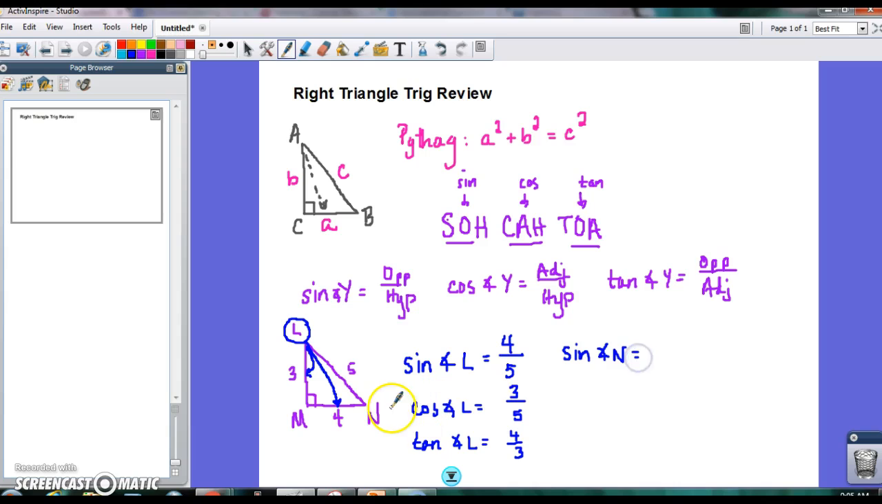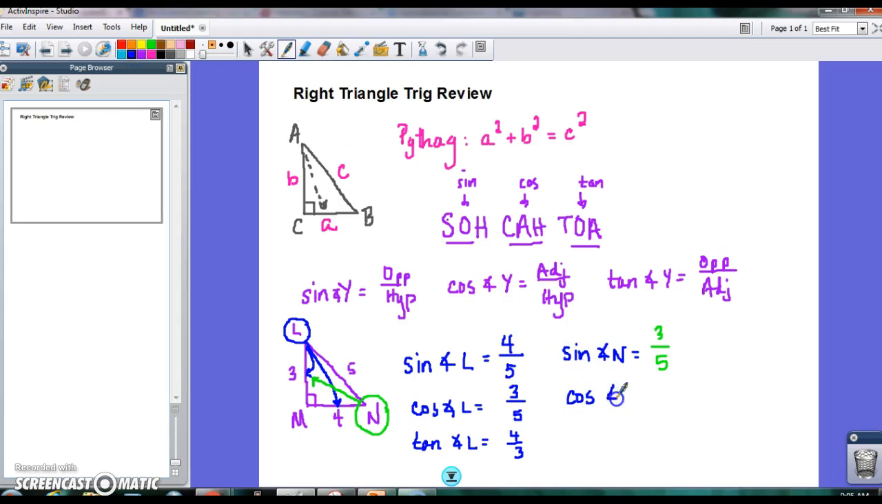And if I did the sine of angle N, now I'm talking about this angle, angle N, and I'm saying in relation to this angle, what's opposite and what's adjacent? Well, opposite is 3, adjacent would be 4. So sine is going to be 3 over the hypotenuse, which is 5. Let me put this back in a color that is easier to see here.